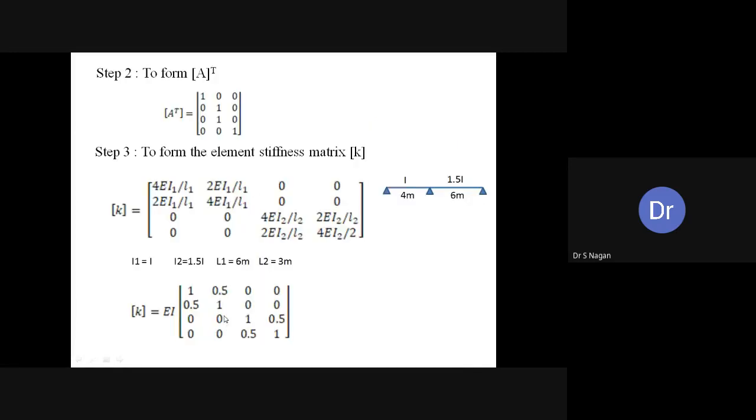Then step 2 will be A transpose. So A transpose will be 1, 0, 0, 0, 1, 0, 0, 1, 0, 0, 0, 1. So simply transform the rows into columns.